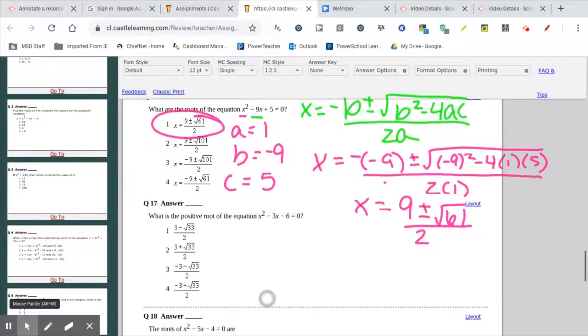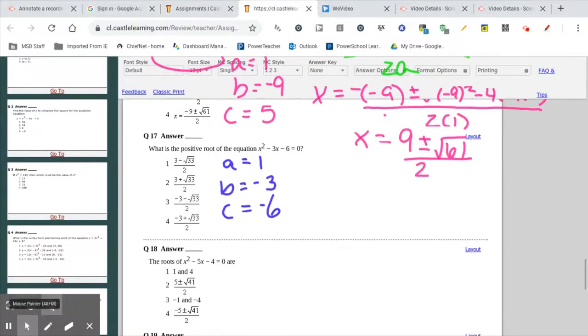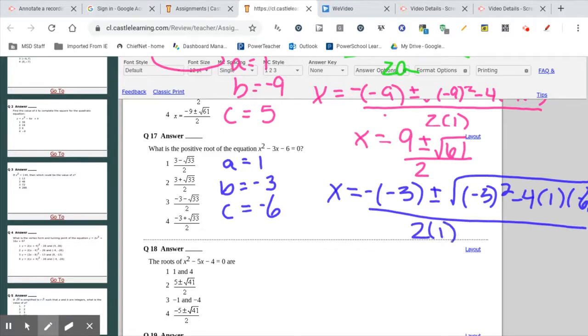So we want to use that same formula, but we have different A, B, and C values. So we have A is now 1, B is now -3, and C is now -6. So again, substitute it into the formula. X equals -3 plus or minus the square root of -3 squared minus 4 times 1 times -6 all over 2 times 1. Okay, simplifying.